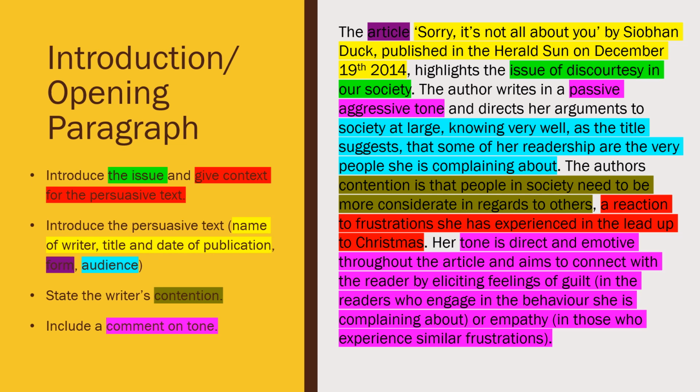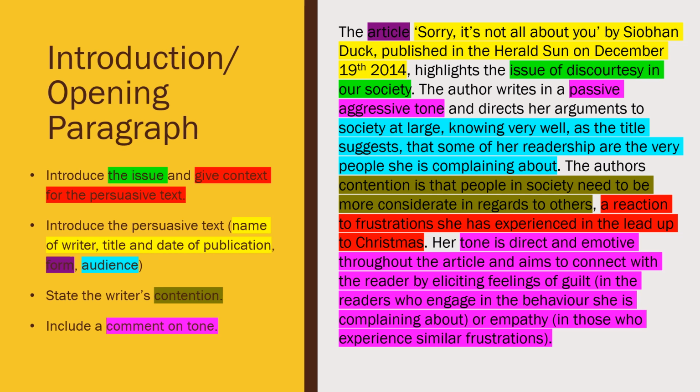I can conclude that she has written this as a response to frustrations she's been experiencing recently. So it's interesting. Trying to find context for an article can be hard. Sometimes it can be easy, but you do need to read between the lines a little bit. And of course, you need to be informed about current issues.